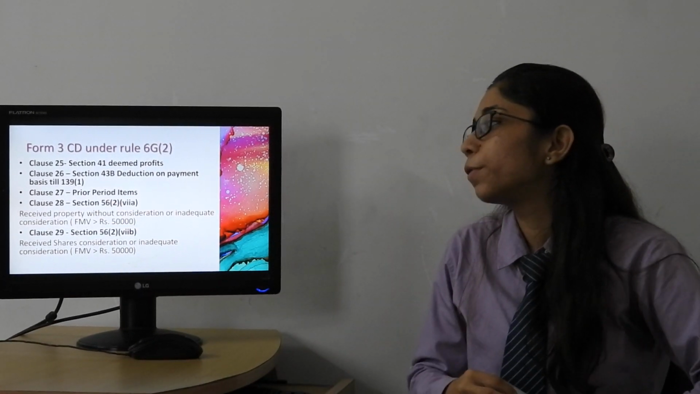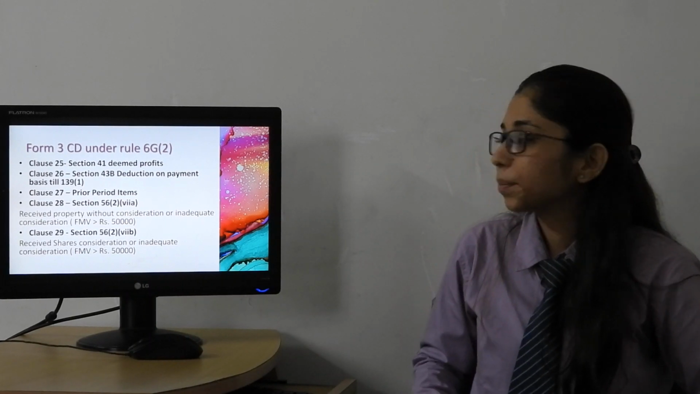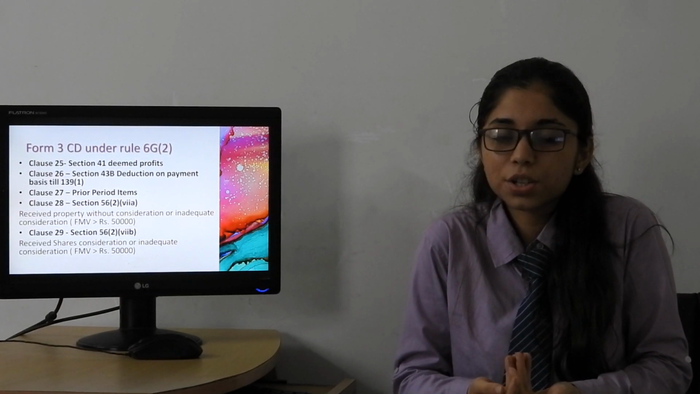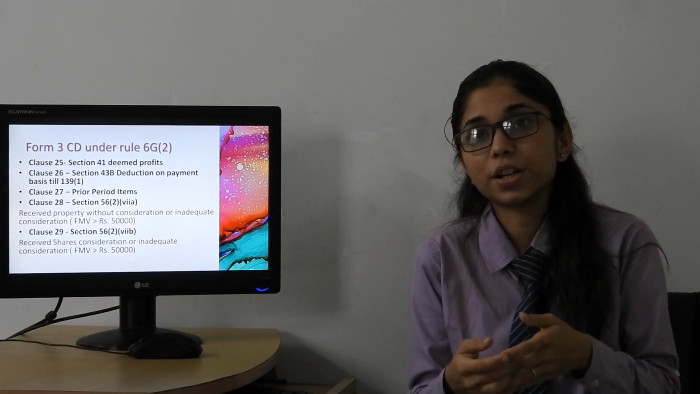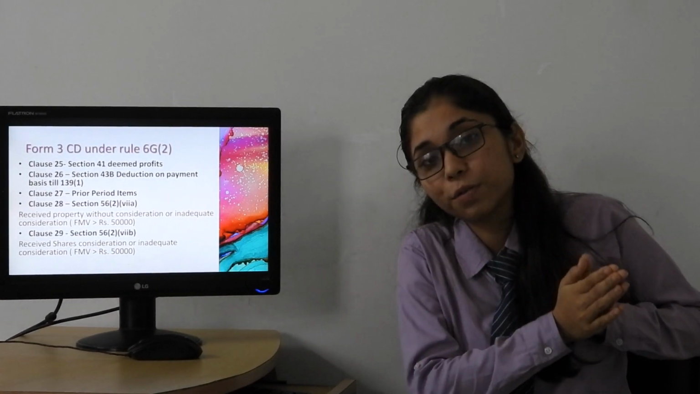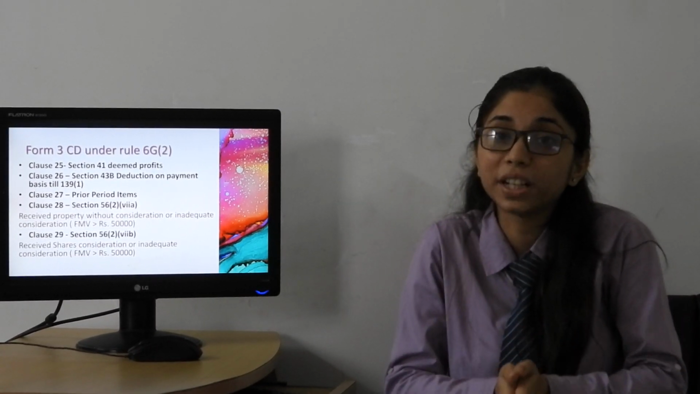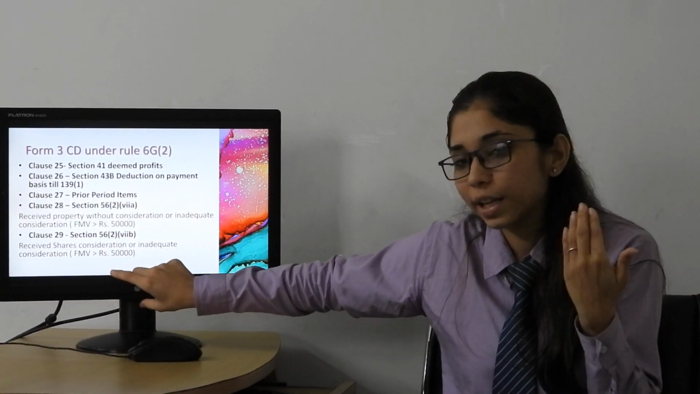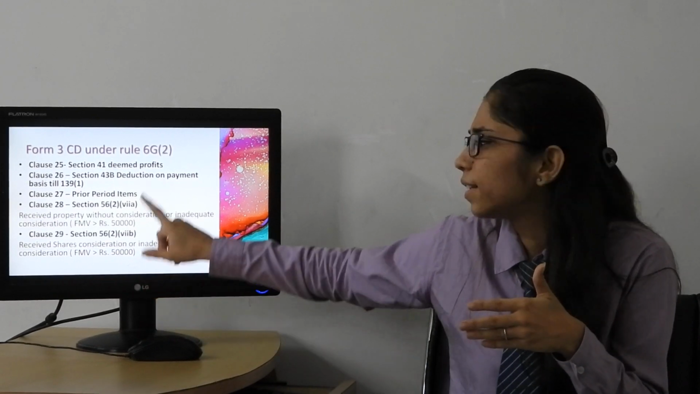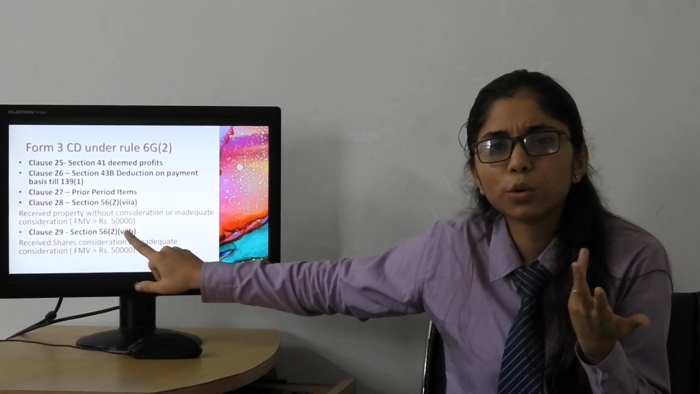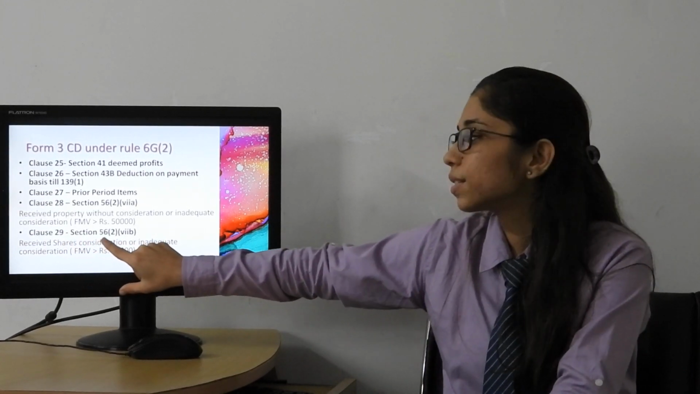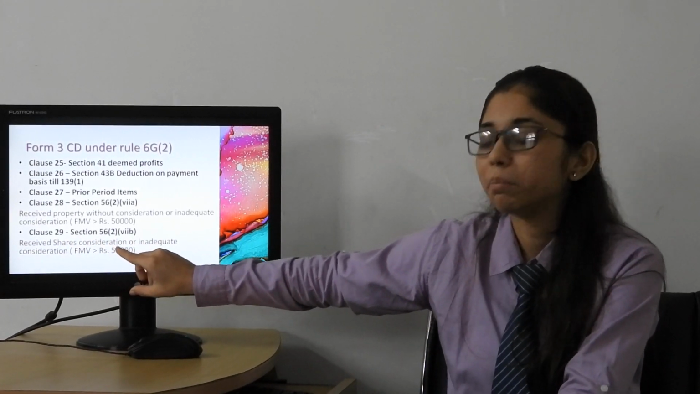Clause 28, section 56(2)(x). See, if the assessee has received any property without consideration or with inadequate consideration, and if the fair market value of such property is more than ₹50,000, you need to disclose it here. And in case the assessee received any shares and the same limit applies, fair market value more than 50,000, then you need to disclose in clause 29, which describes section 56(2)(viia).